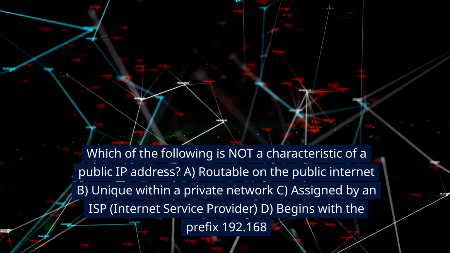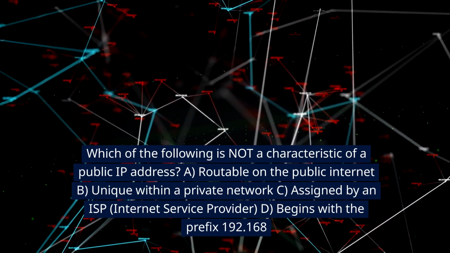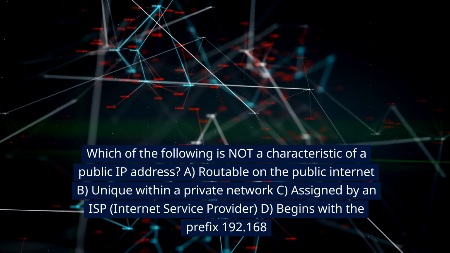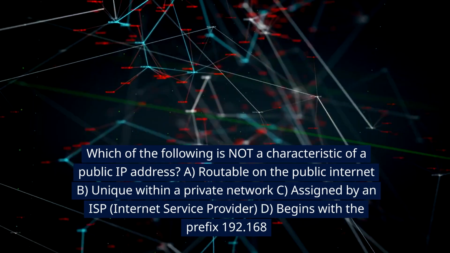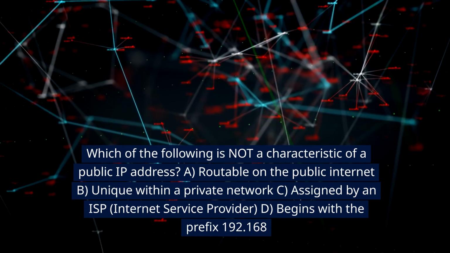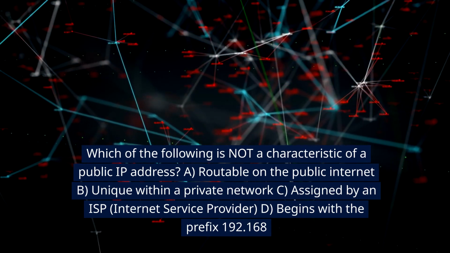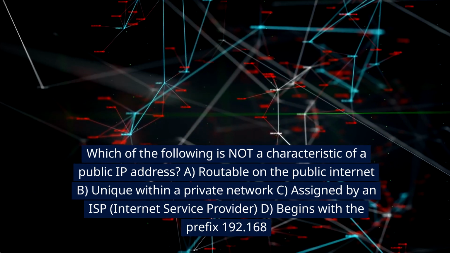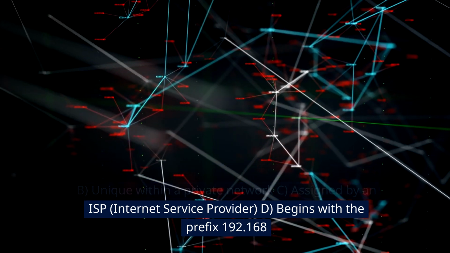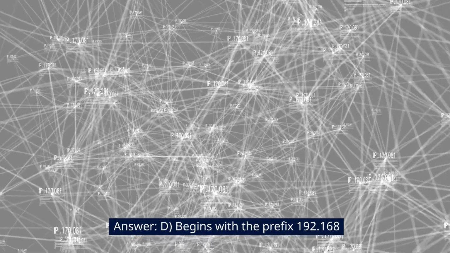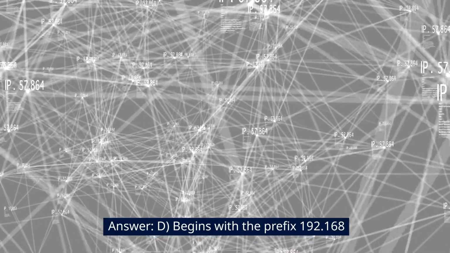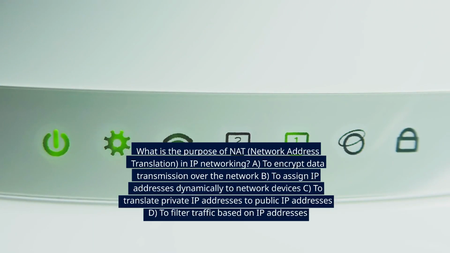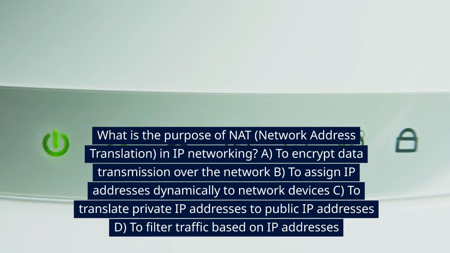Which of the following is not a characteristic of a public IP address? A. Routable on the public internet. B. Unique within a private network. C. Assigned by an ISP, Internet Service Provider. D. Begins with the prefix 192.168. Answer. D. Begins with the prefix 192.168. What is the purpose of NAT, network address translation, in IP networking?